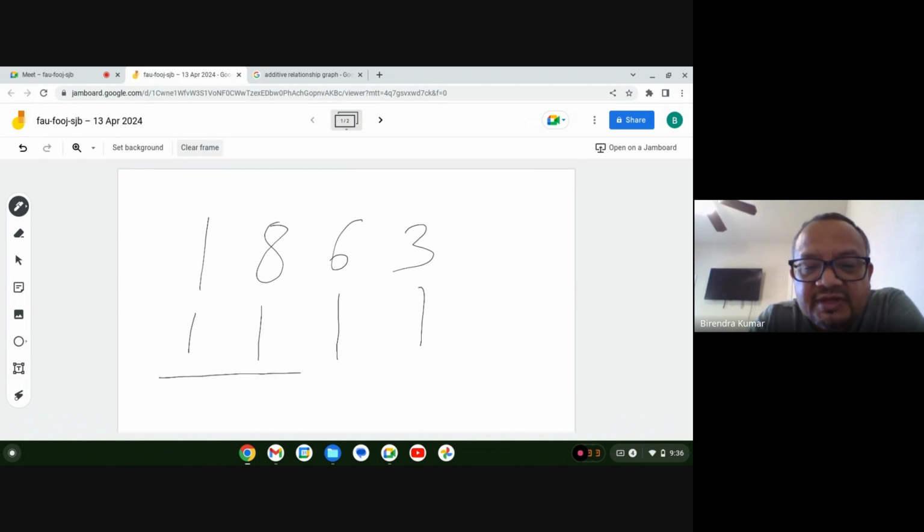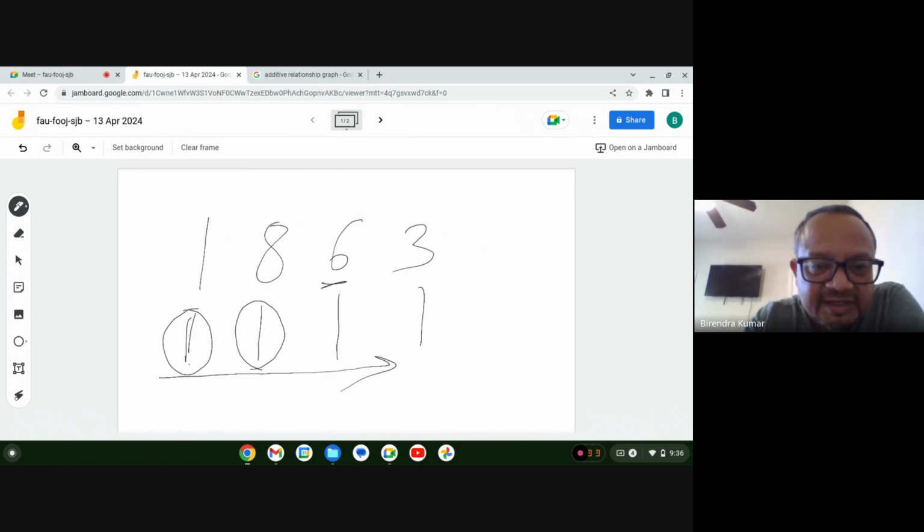So I read from this way to this way. 1 in the thousands place, I'm saying 1,000. 8 in the hundreds place, I say 1,800. 6 in the tens place, that makes it 60. So 1,860. Then I have 3 in the units place, that makes it 3. 1,863. This is how I read it.